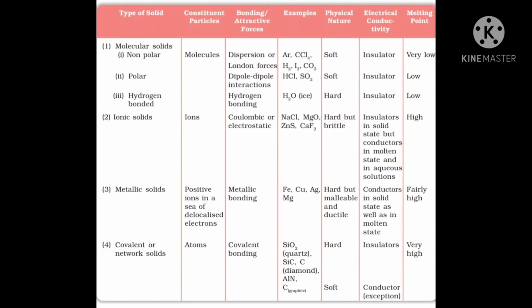And the last one is covalent or network solids. The constituent particles present in it are atoms, and the bonding or attractive force present in it is covalent bonding. Examples are quartz, diamond and graphite. It is soft. In some cases, it acts as a conductor, for example, graphite.